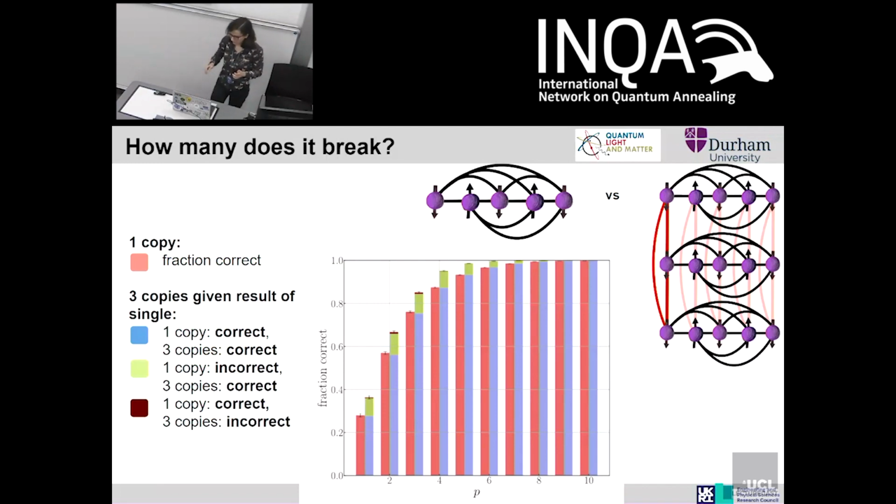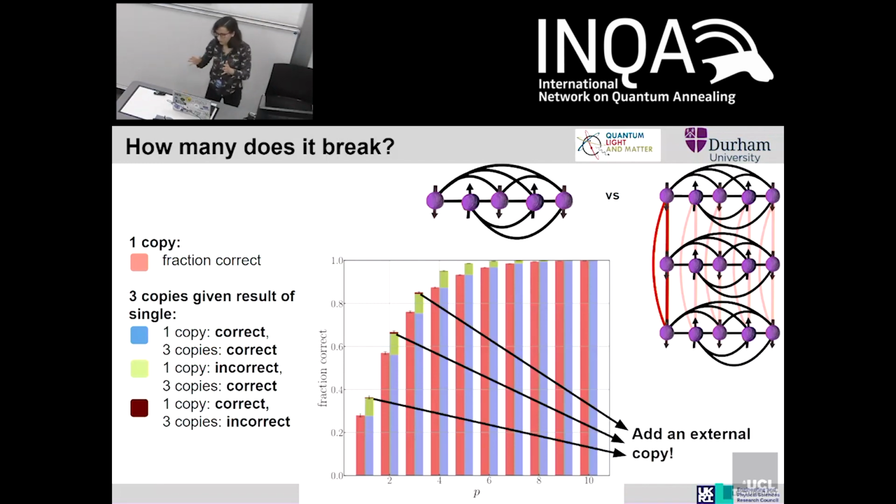And if you really wanted to get this tiny improvement that we lose from using the free connected copies, you could ideally have an external individual copy on its own, such that you could account for when this was happening.